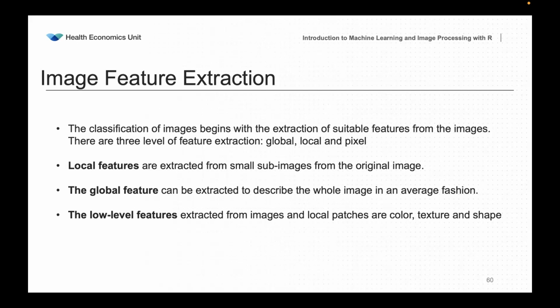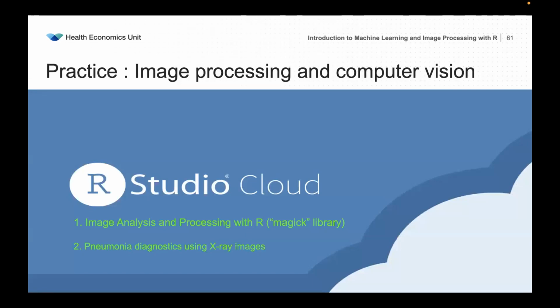And then the low level ones are extracted from the images and the local patches: color, texture and shape based features, which I explained in the radiomics part. So these are the few steps as I explained here.